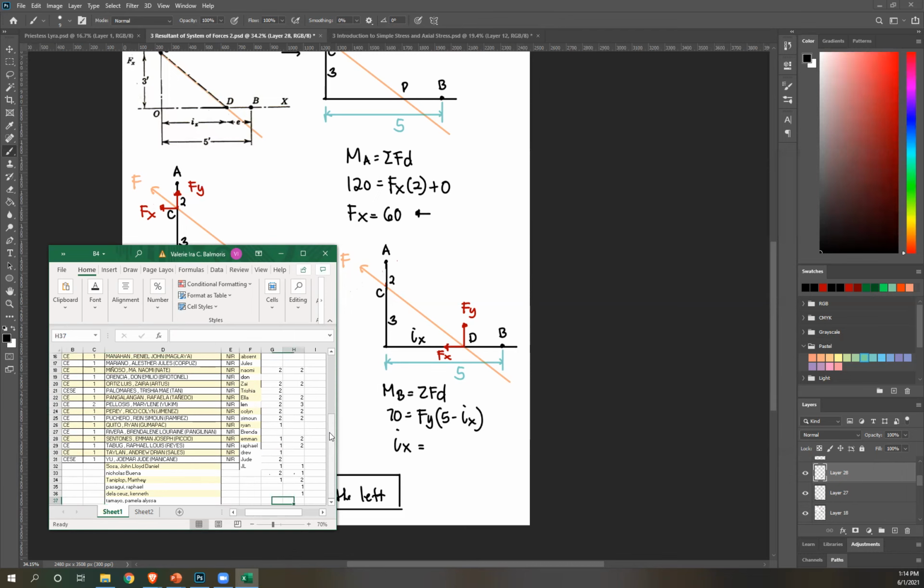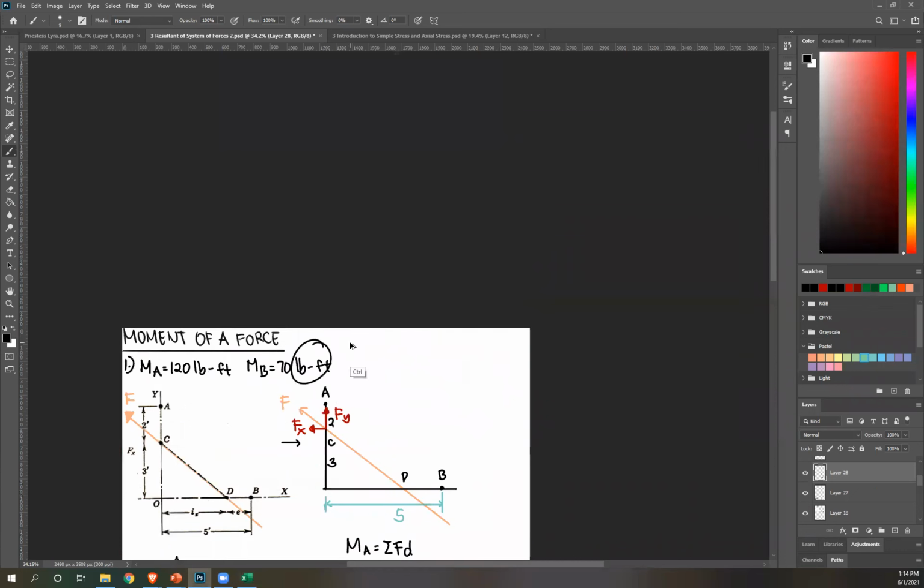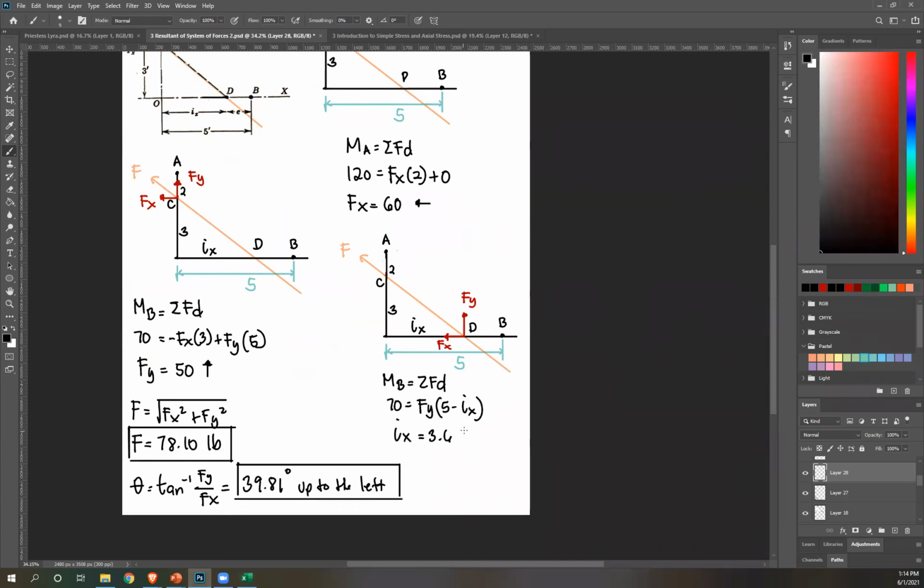Okay, right, 3.6. Unit feet. Since here, pound foot. So unit feet. Okay? That's our answer.